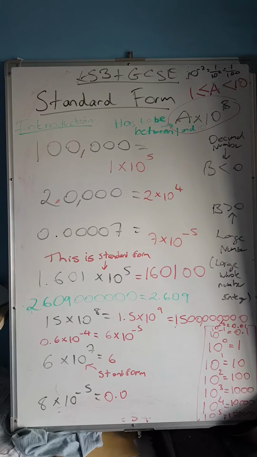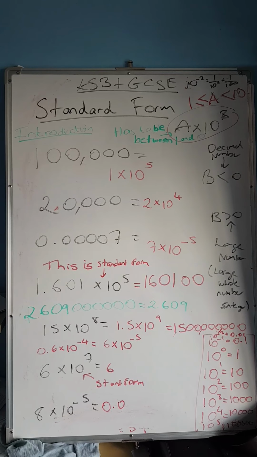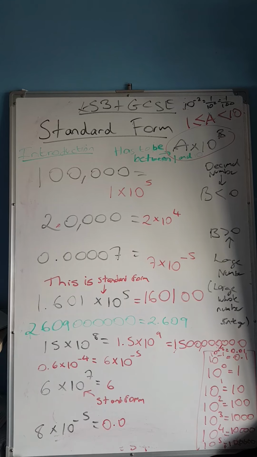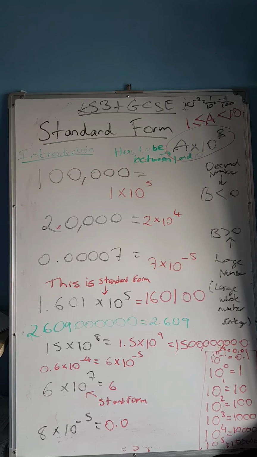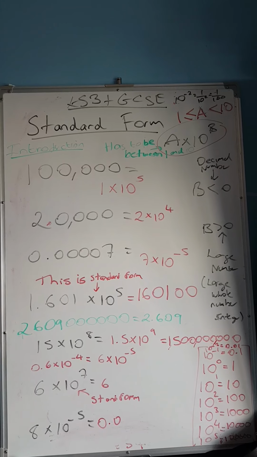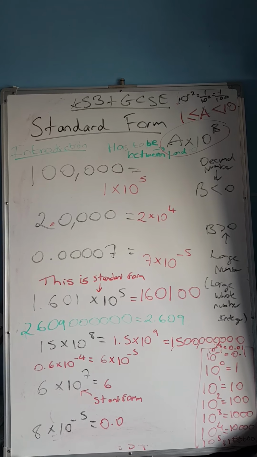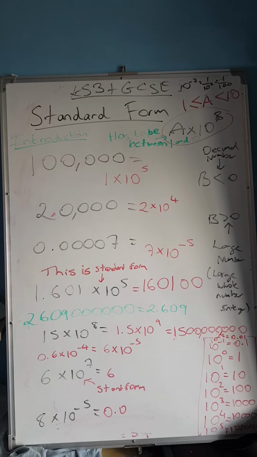If b is less than 0, then it's a small number, a decimal value. And if b is bigger than 0, then it's a large number. So, a summary of standard form: it is done to write really big numbers or really small numbers in a simpler and more coherent way. It's written in a way that is more understandable and easier to deal with.